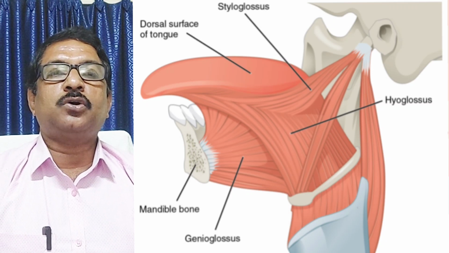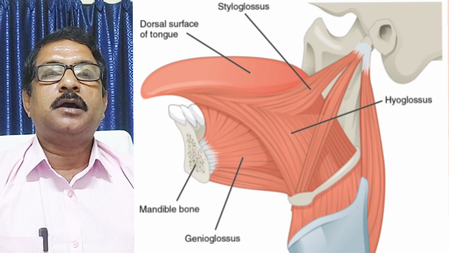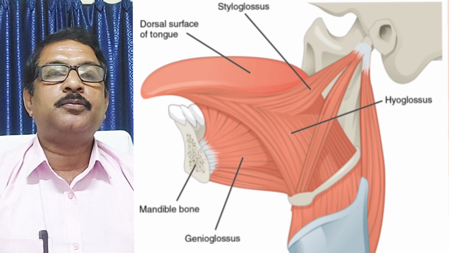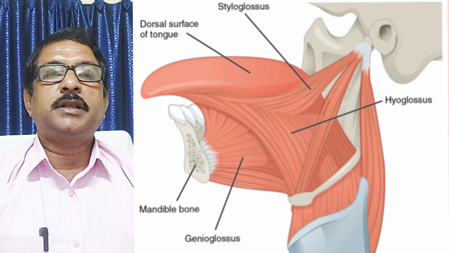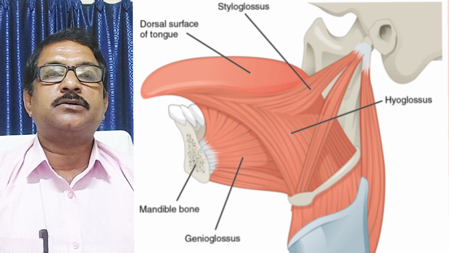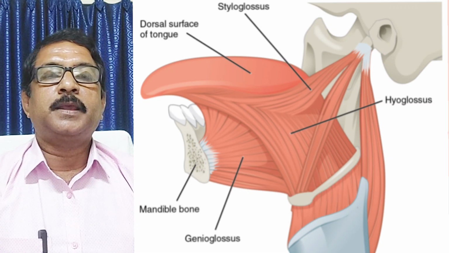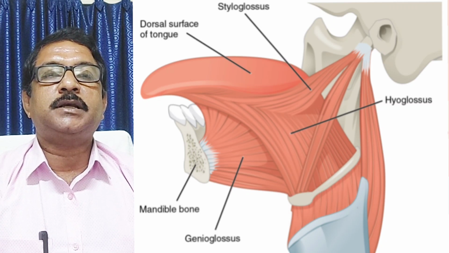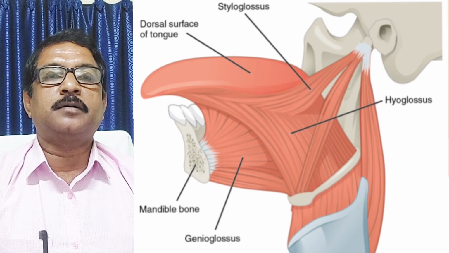First of all, genioglossus. This muscle arises from the genial tubercle, in fact from the superior genial tubercle of the mandible up to the tongue. Next muscle is the styloglossus. The name indicates it is attached with the styloid process of the temporal bone and other end with the tongue. Then hypoglossus. Hypoglossus means it is arising or attached with the hyoid bone, greater cornu and body of the hyoid bone up to the tongue.